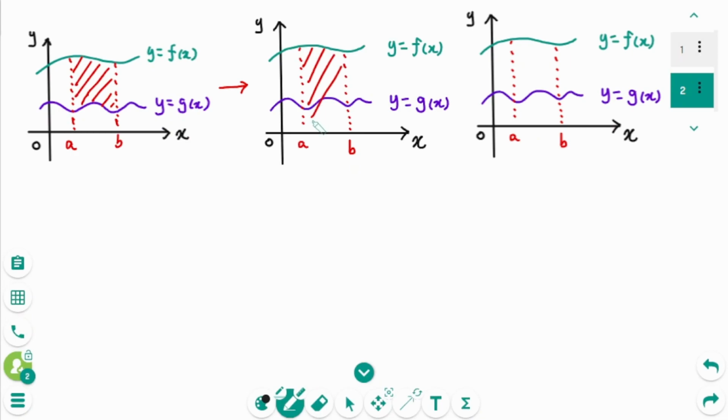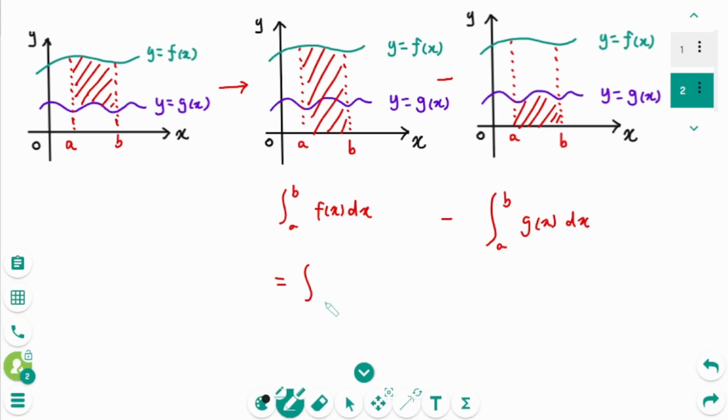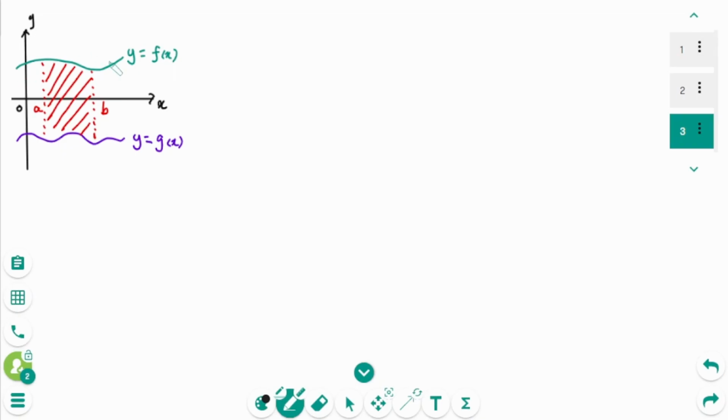this area minus this area, which is the integral from a to b f of x dx minus the integral from a to b g of x dx. Then we can rewrite as the integral from a to b f of x minus g of x then dx. What if one graph is above the x-axis and one is below the x-axis?